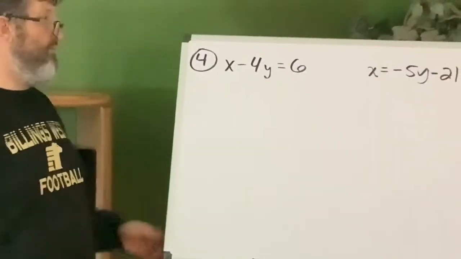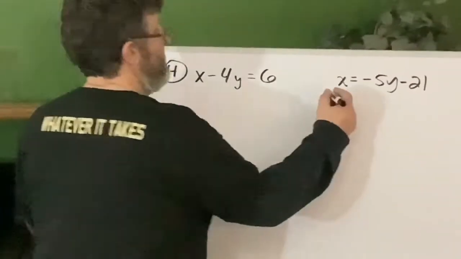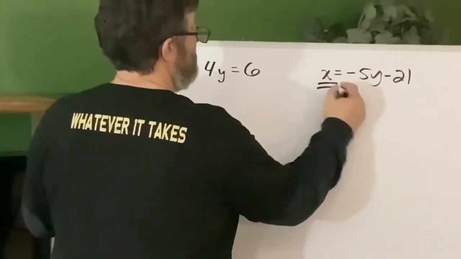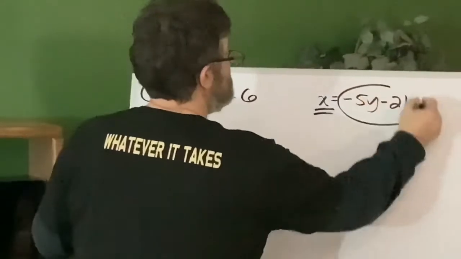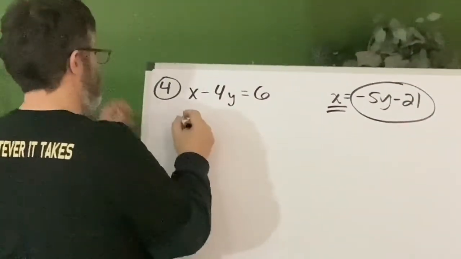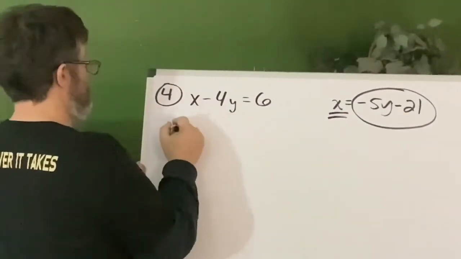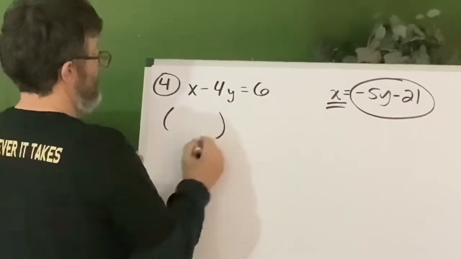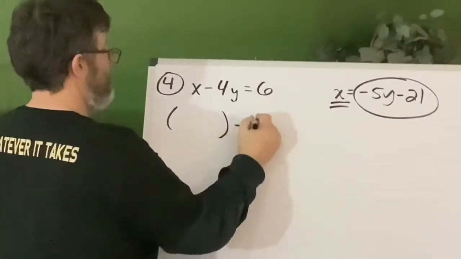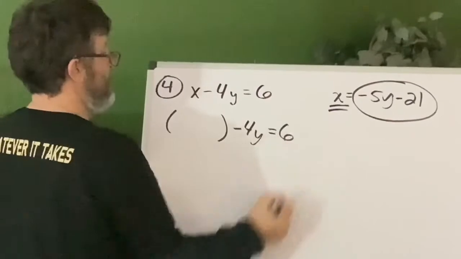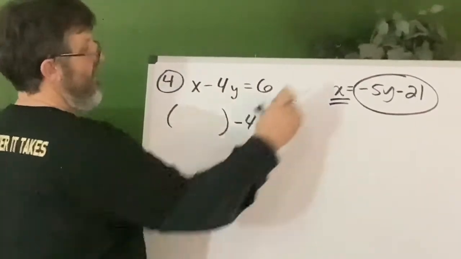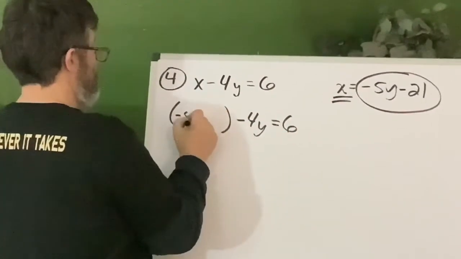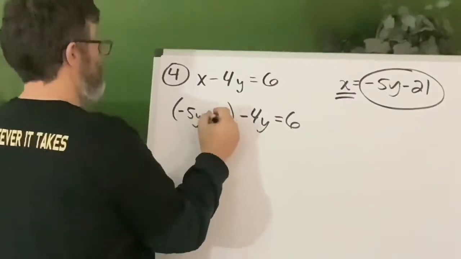All right, here we go. So here's our naked variable, x this time, huh? A little different. Circle what it's equal to. Interesting. Okay, I'm going to take x out of the game. Parentheses, minus 4y equals 6. X comes out of the game. What goes into its spot? -5y minus 21.